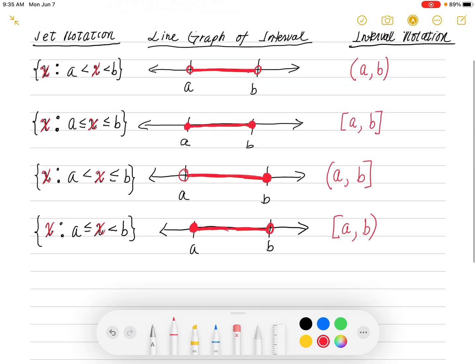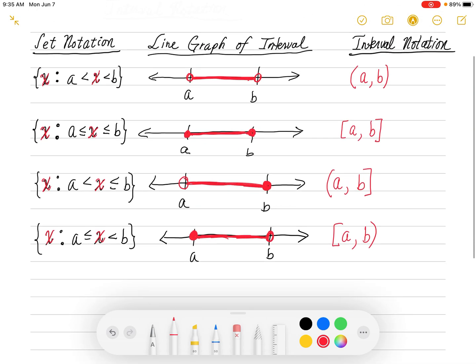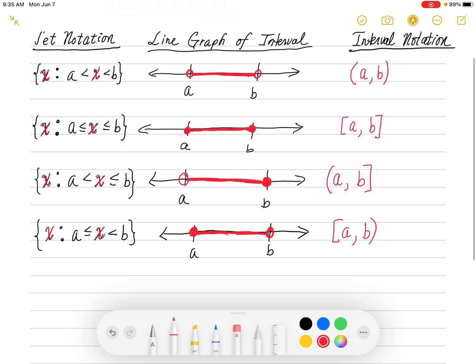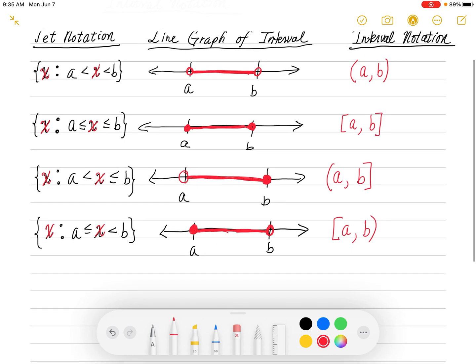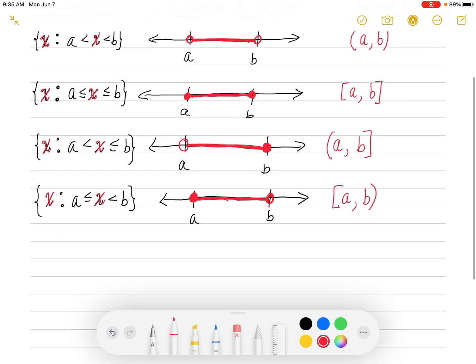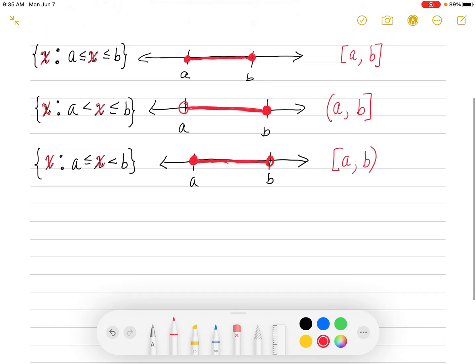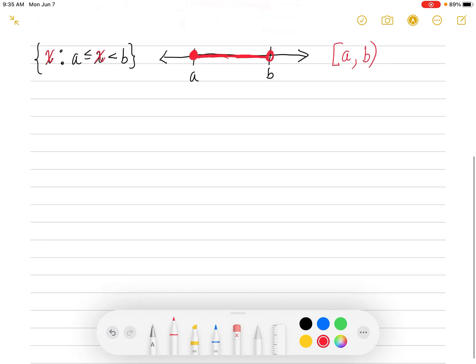Okay, so these are what are called the finite intervals, all the different types of finite intervals. That means they don't continue on forever, to the left or to the right. So these are finite intervals. We have some other intervals that are called infinite intervals. It means they go on in one direction, possibly, or maybe both directions.